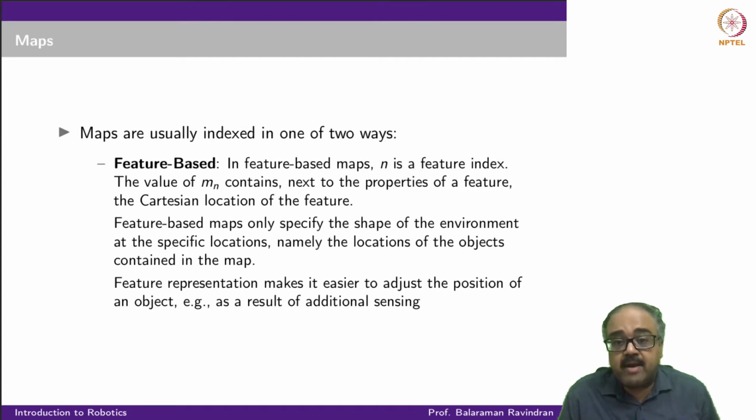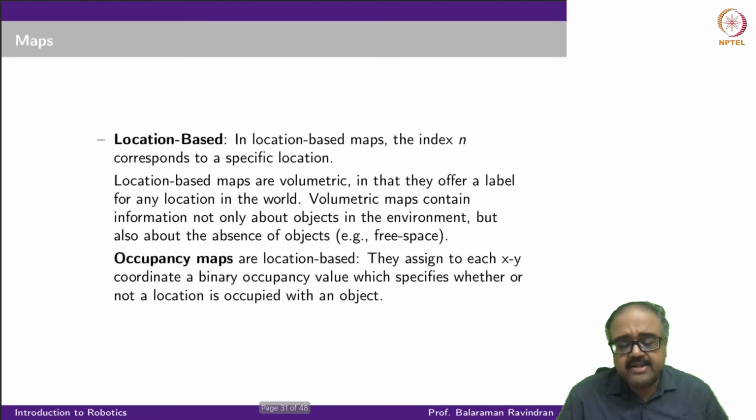Suppose I want to know: do I have an obstacle or not, like we were talking about in the motion model? In such a case, I would really have to run through all my objects, all my features, to figure out if there is a feature that intersects with the location that I want to move to. In such cases, it's easier for us to maintain what are called location-based maps.